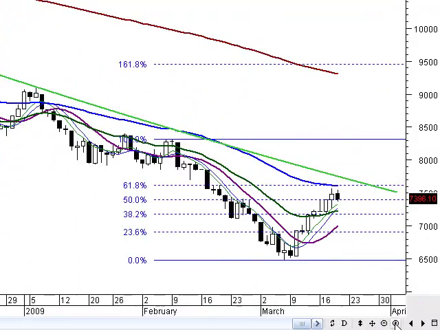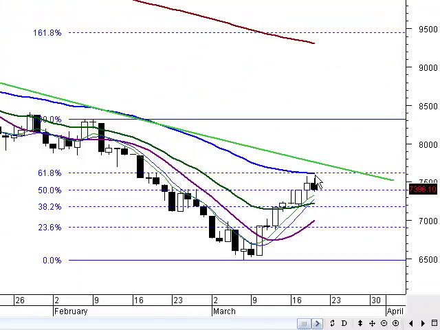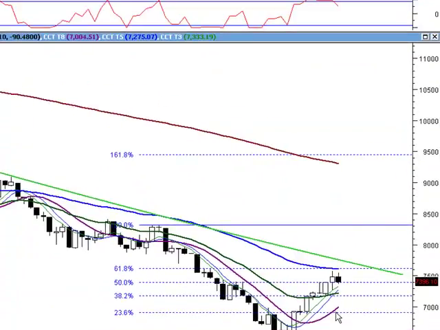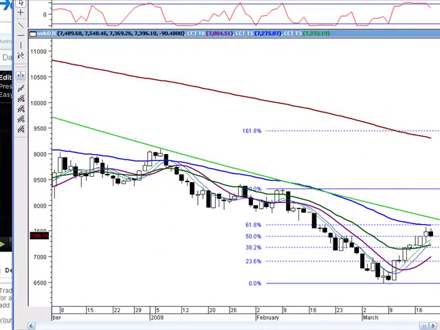We'll need to break that trend line at some point and hold to see that a short-term bottom has been put in. We have the 200-day moving average still coming down. 93.10 is where it's at this point in time.